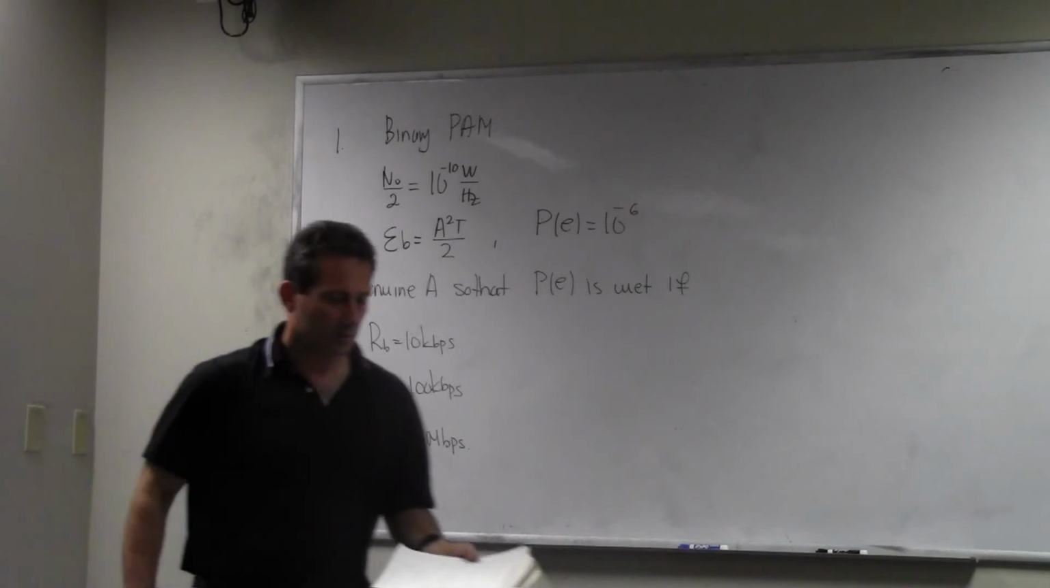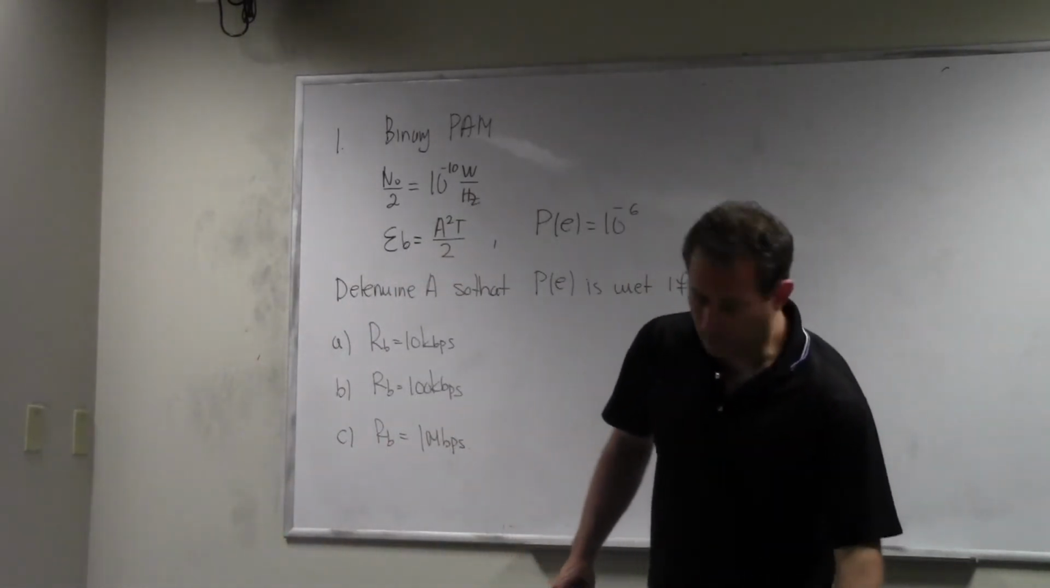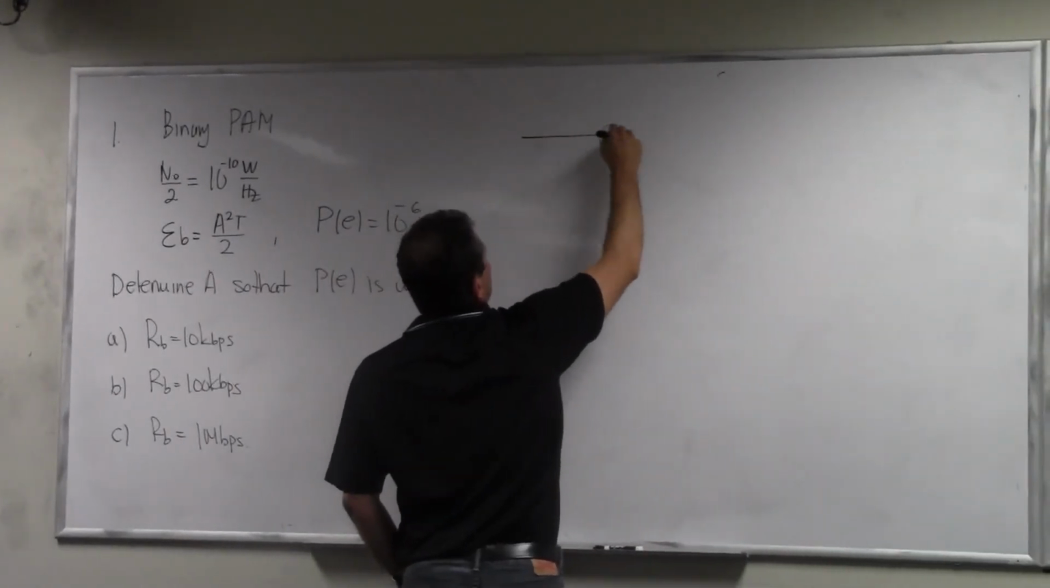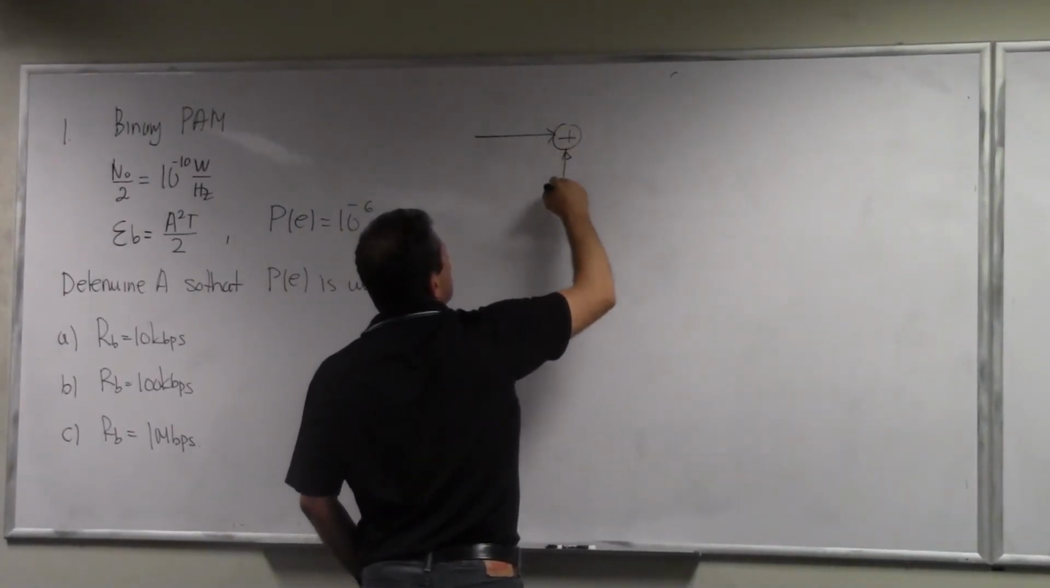All right, so let's look at what we're talking about here. So you have your binary PAM. This is your n of t.